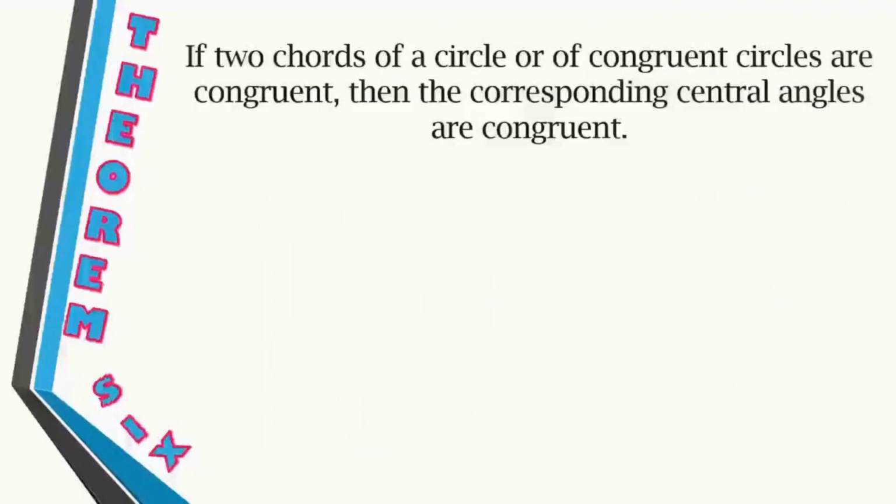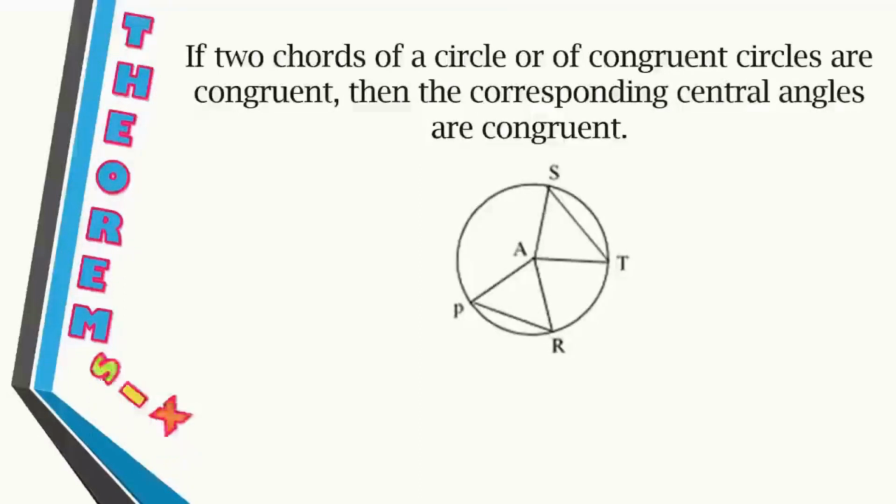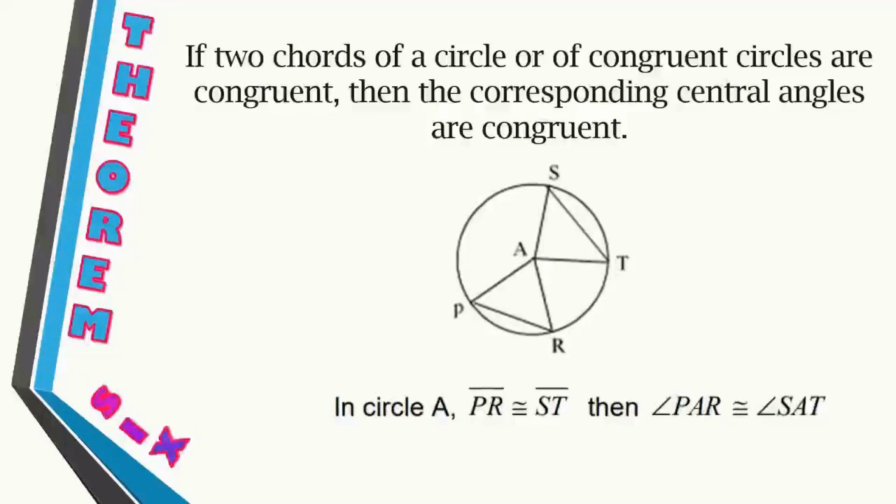And converse of Theorem 5 is Theorem 6. If two chords of a circle or of congruent circles are congruent, then the corresponding central angles are congruent. So, in circle A, line segment PR is congruent to line segment ST. Then, angle PAR is congruent to angle SAT.